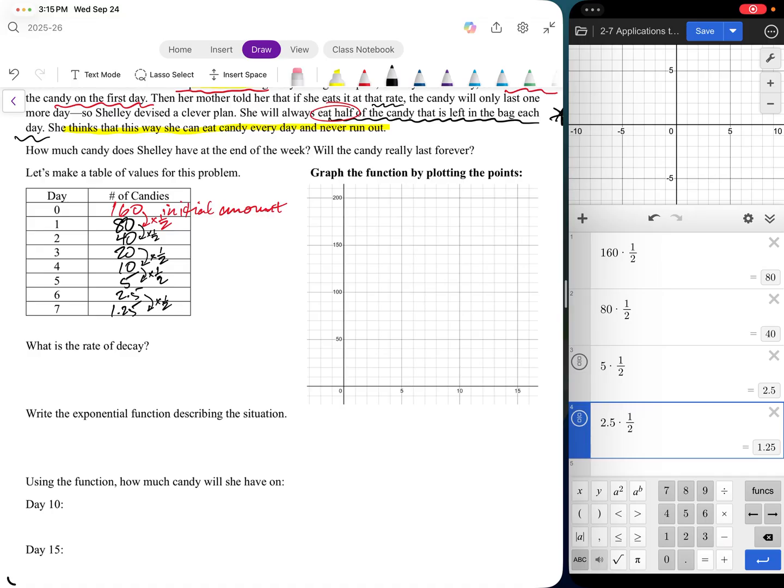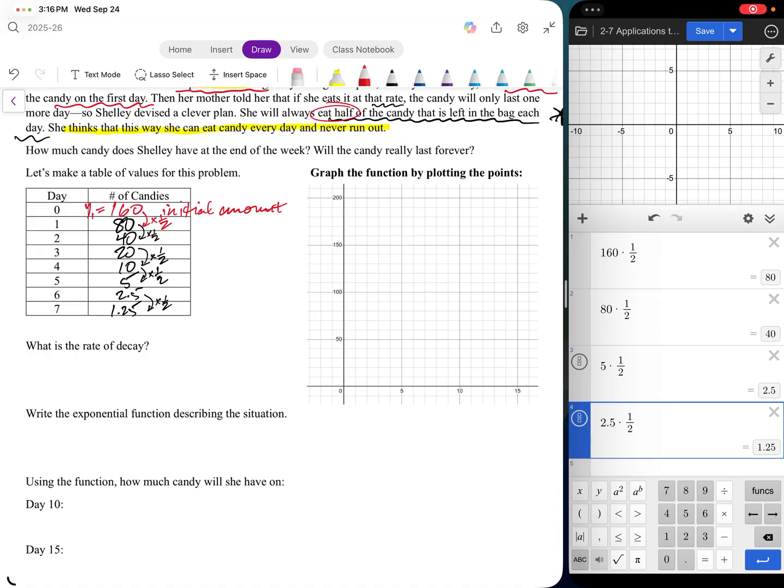All right. Now it says, what is the rate of decay? Of course, the numbers are decreasing here, and we are talking about the decay rate. In class, I always tell you guys, you always take y2 divided by y1.